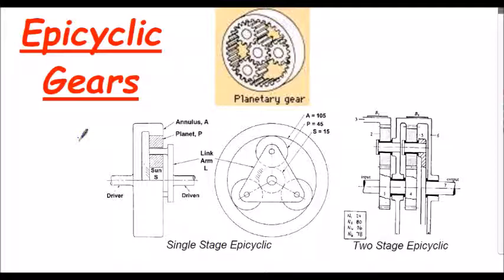So what you're seeing in front of you is an epicyclic gear train. It's actually a single stage gear train. This one up here is a single stage gear train. We will be looking at slightly more complicated ones, and we're going to start with those. And they really are quite difficult to visualize.